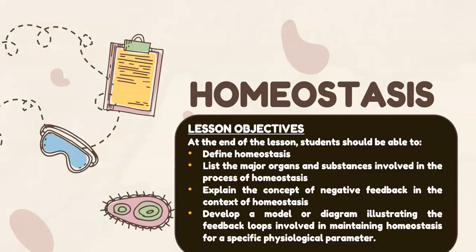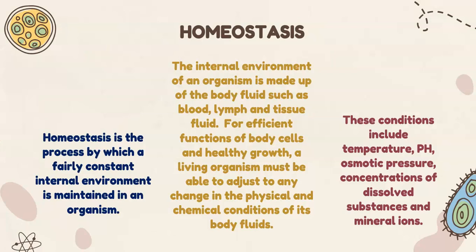In this lesson, we will be discussing homeostasis, and at the end of this video lesson, you should be able to define homeostasis, list the major organs and substances involved in the process of homeostasis, explain the concept of negative feedback in the context of homeostasis, and develop a model or diagram illustrating the feedback loops involved in maintaining homeostasis for a specific physiological parameter.